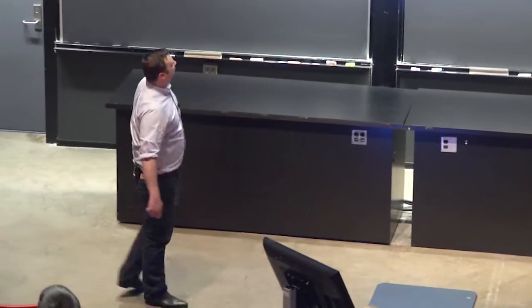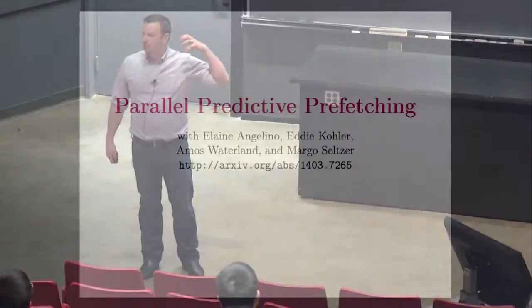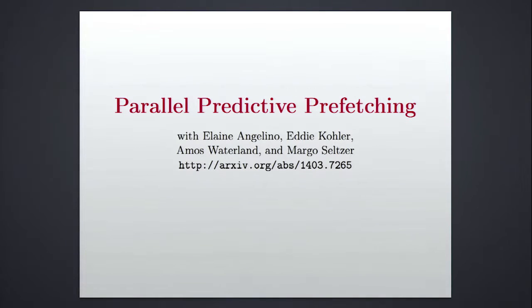Okay, so parallel predictive prefetching is a different, complementary idea, and here the idea is to use subsets of data to get exact Markov chains, but we're using the subsets to speculatively parallelize what we're actually using our computational resources to do. And this is work with Elaine Angelino and some other folks.